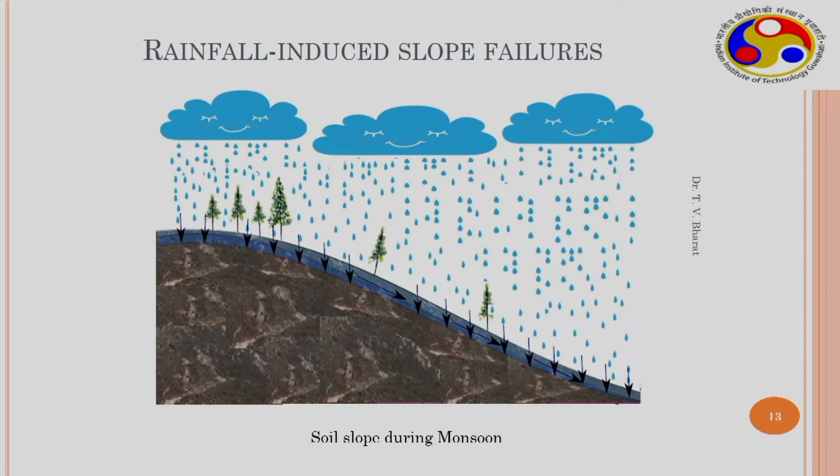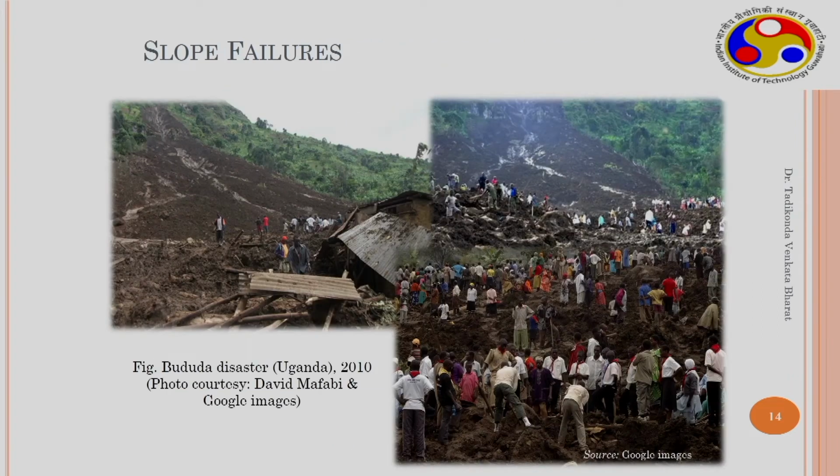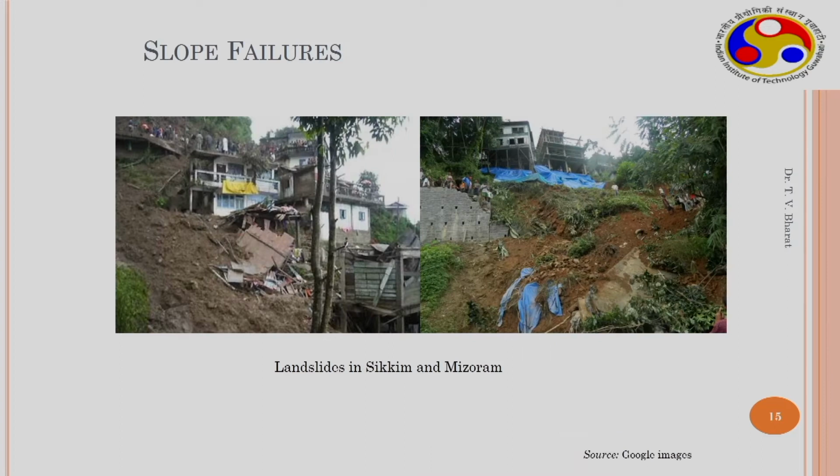In that particular case the strength may drop, which causes a decrease in the shear strength and which causes a landslide. And we have seen several disasters in the recent past, like the Baduda disaster in Uganda. This is due to rainfall induced slope failure, and this is another landslide in Sikkim and Mizoram, where during the monsoon season you often see these landslides. This is because soil has sufficient strength when it is partly saturated, due to the negative pore water pressure, but this additional strength disappears as water imbibes into the soil system.